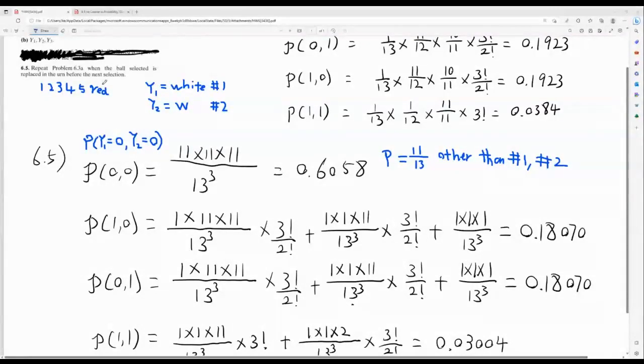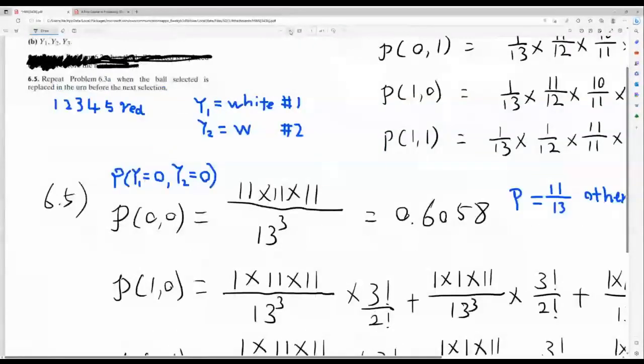Can you see my screen? Hold on a second, I'm trying to give grace so I won't forget. Yes.